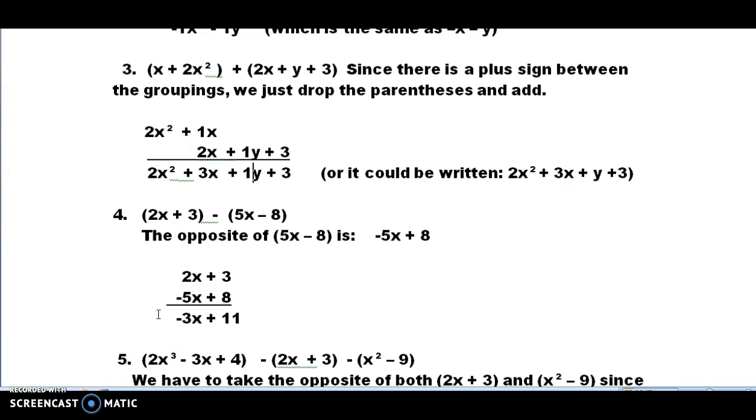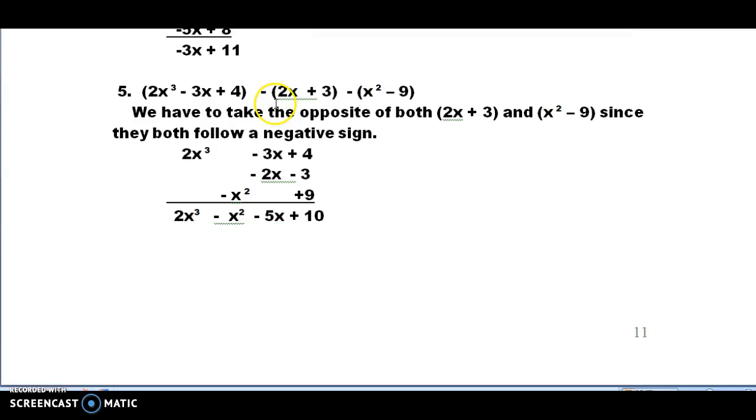On problem number 5, we have two things that are being subtracted. So we take the opposite of 2x plus 3, which you can see down here on the second line is minus 2x minus 3. And we take the opposite of x squared minus 9, which is minus x squared plus 9. I've gone ahead and combined them with the first polynomial that's there, matching up terms that are alike. And so we have 2x to the third power minus x to the second power. For the x's, we have minus 3 minus 2 becomes minus 5. 4 minus 3 is 1, and 1 plus 9 is 10. So we end up with the answer that you see here.